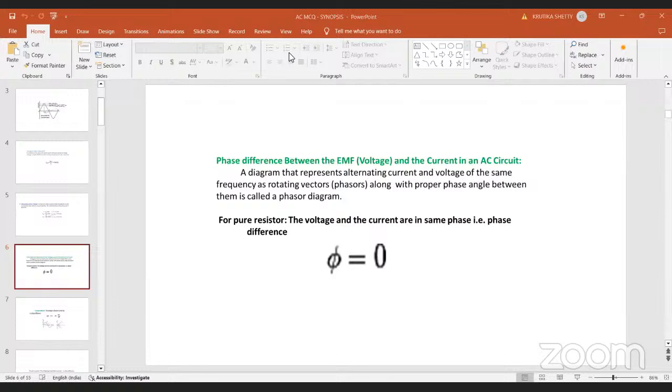First, your AC source is shown in this way. You have seen the battery symbol, the resistor, the capacitor, the inductor. Now the AC circuit symbol is this way: a circle with a cross line. Here we are having the resistor. The resistance of the resistor is taken as R.